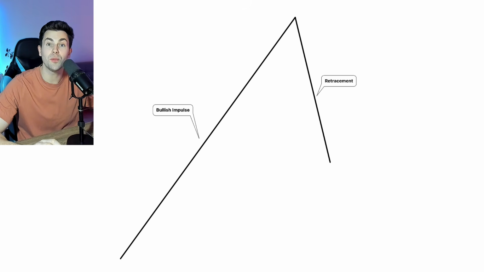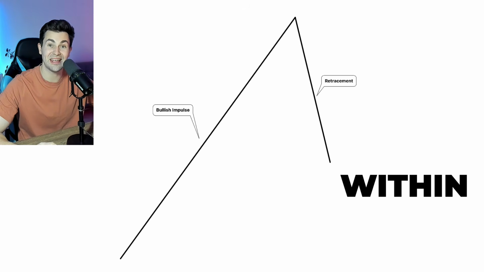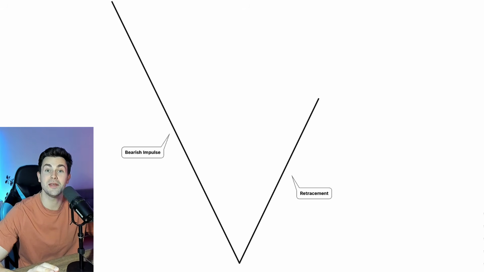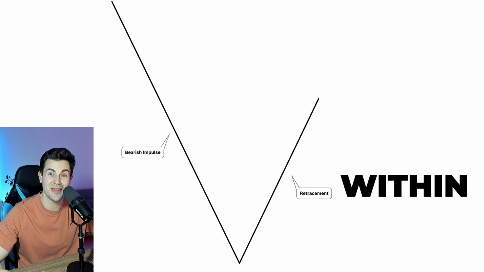A retracement will be a correctional bearish movement within that impulse. A bearish impulse leg is a strong down movement. A retracement will be a bullish correctional movement within that impulse.